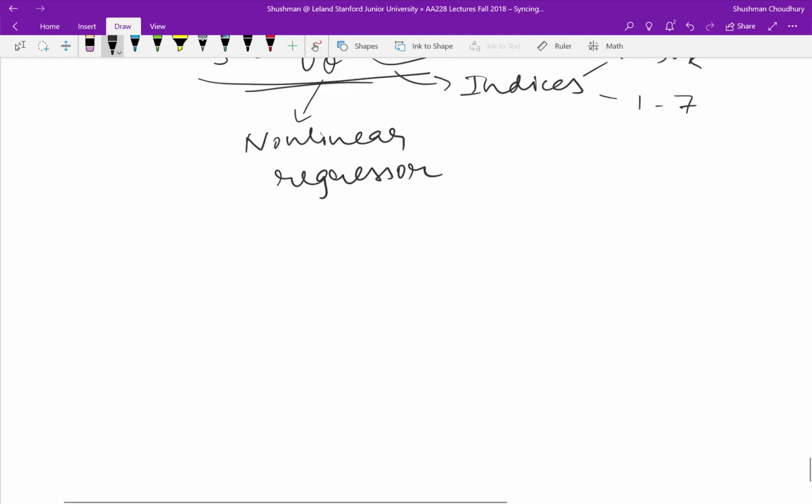It would probably learn some nonlinear function, maybe it'll be C1 times S squared plus C2 times S plus C3 times A plus C4 times AS. Maybe it's something crazy like that, but you can just let some function approximator figure that out and give you a good bunch of coefficients.